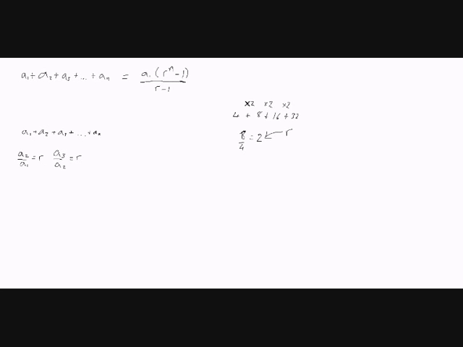Basically, a1 times r is equal to a2, and a2 times r is equal to a3. I've just rearranged the way it's written, but this is the definition of a geometric series. So let's use the knowledge we've got to try and find out what the sum of all this is.